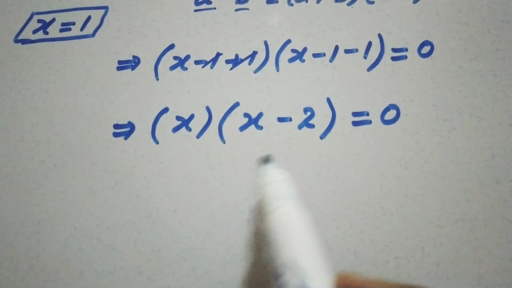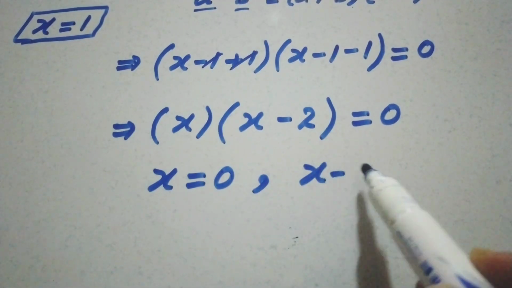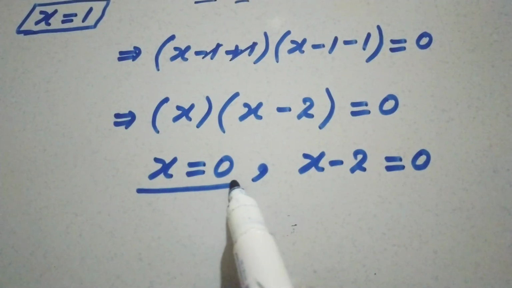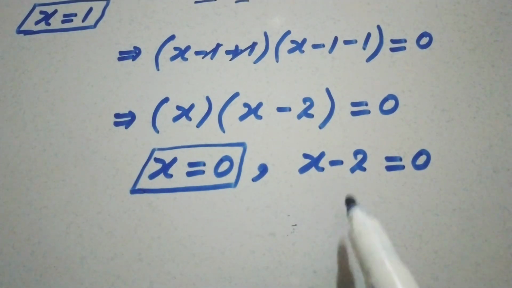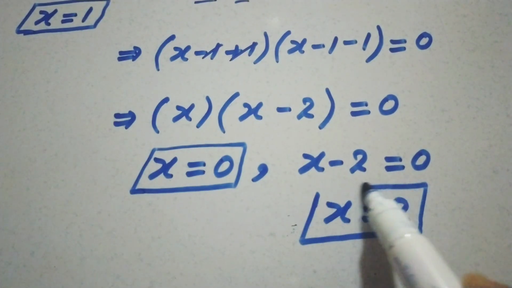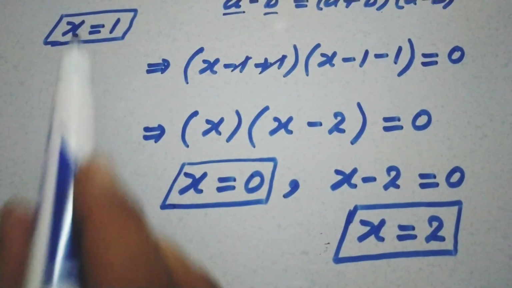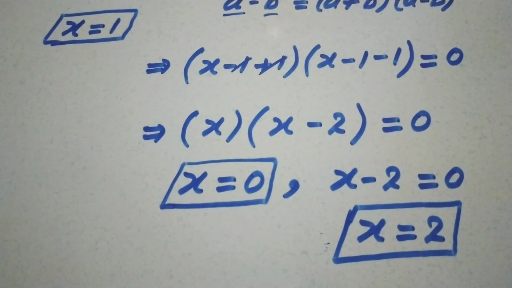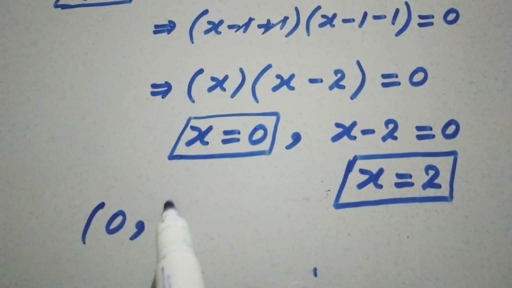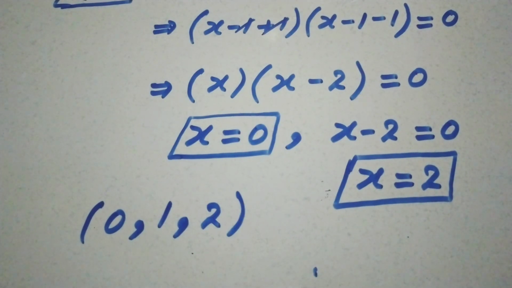Now by using the zero product rule here, we get x = 0 and x − 2 = 0. This is the second value of x, and from this we get x = 2. This is the third value of x. So we have found three values of x: x1 is 1, x2 is 0, and x3 is 2. So we can write this as 0, 1 and 2. These are the values of x.